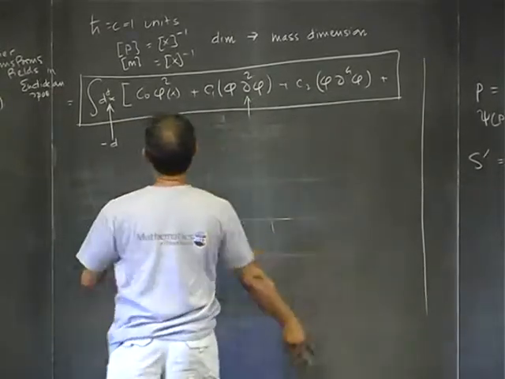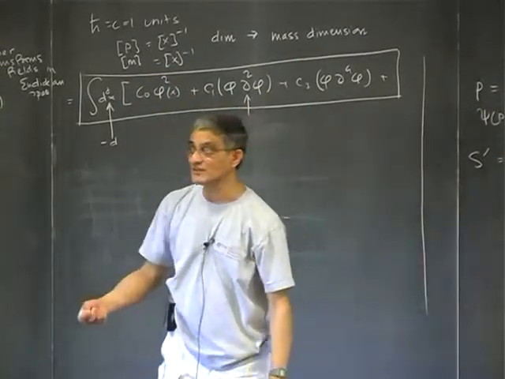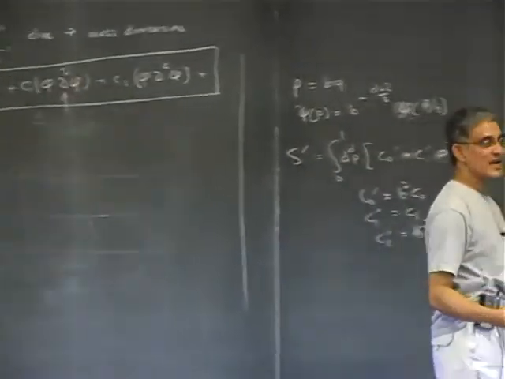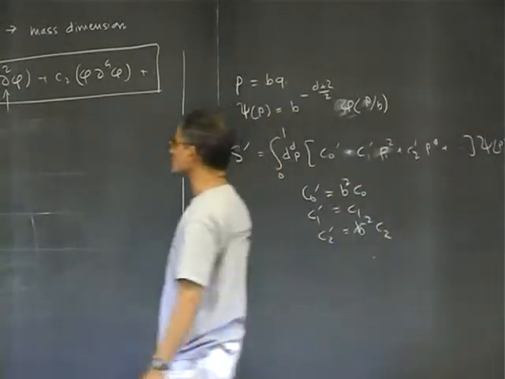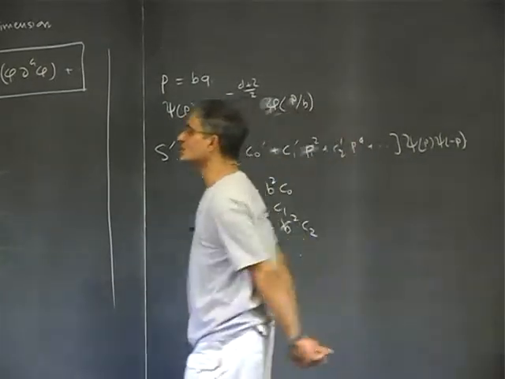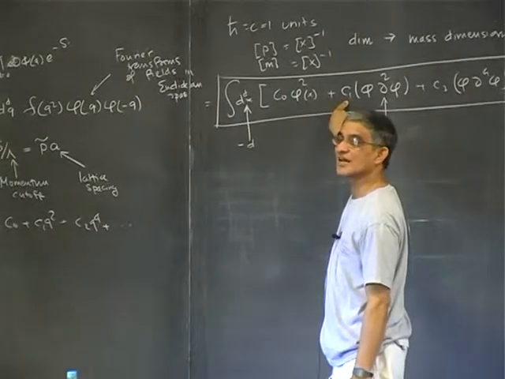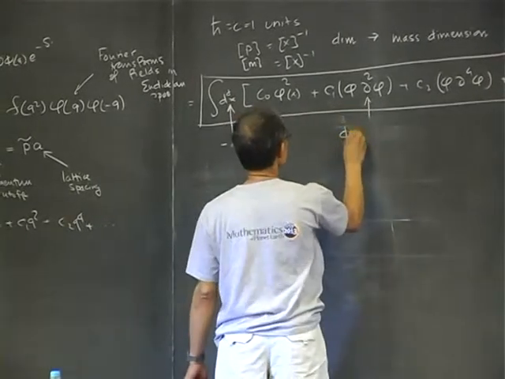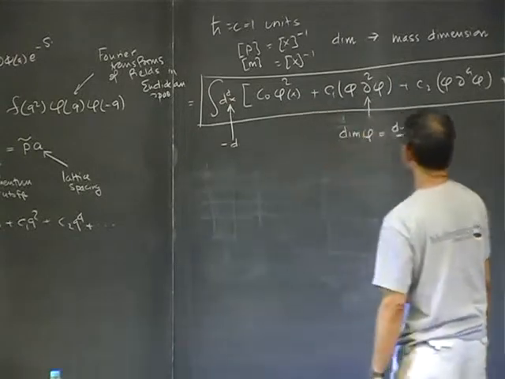Now, how do I know what is the dimension of these terms? I have to decide what dimension I ascribe to the field phi. That object phi must carry some dimension. The choice that I made is equivalent to the choice that I declare C1 to be dimensionless. What that means is, it's very easy to see that the dimension of phi has to be (d minus 2) by 2. Let's check that.